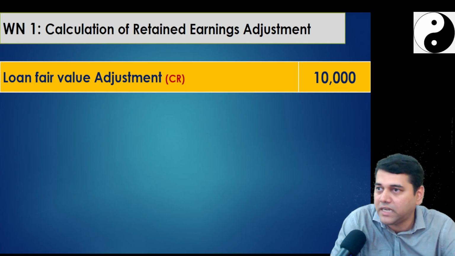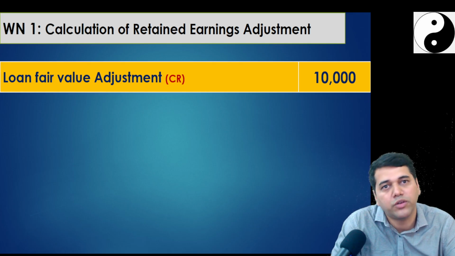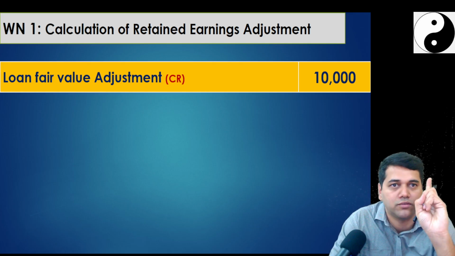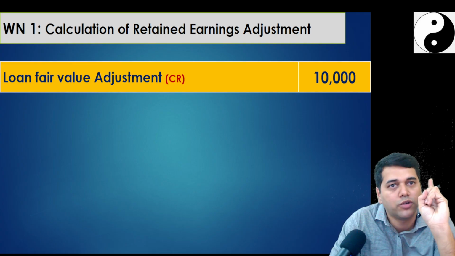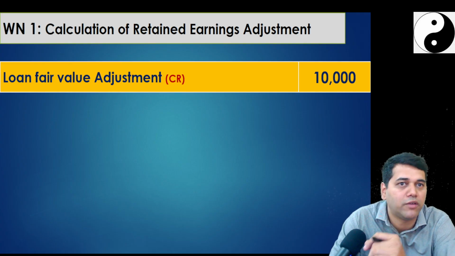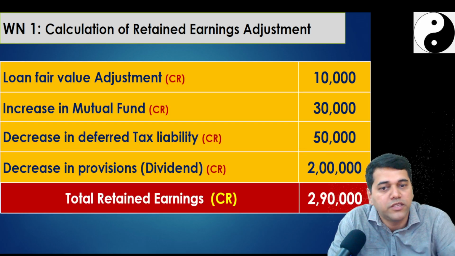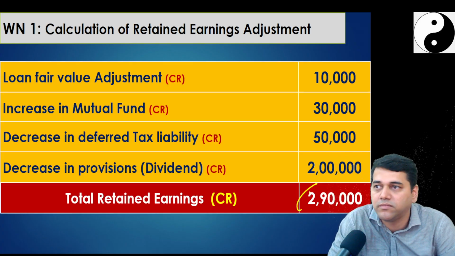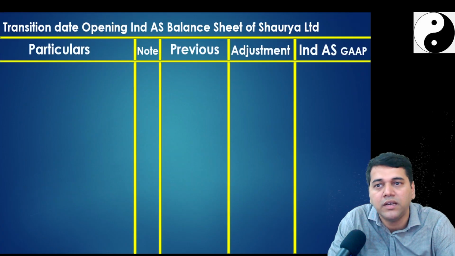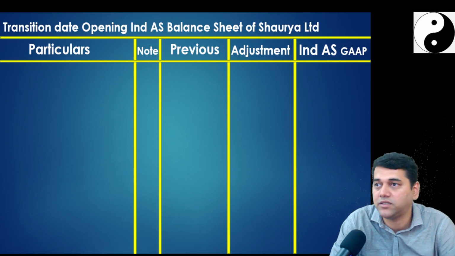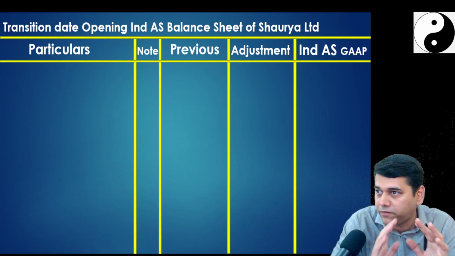Just practice that and write it in the exam, because whatever you write, they will give you only 1 mark for 1 note. Whatever story you are going to write, I don't think there is more than 1 mark there. Why do you have to write so many things? Okay, so now are you clear with this 2,90,000 adjustment? Yes, now we will prepare the opening Ind AS balance sheet, one by one item. Hope everything is clear with you.